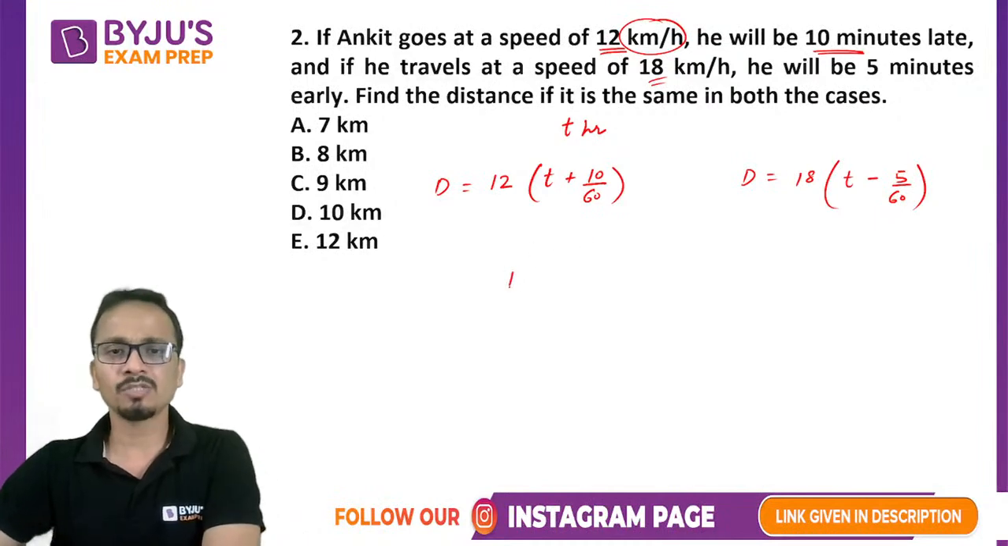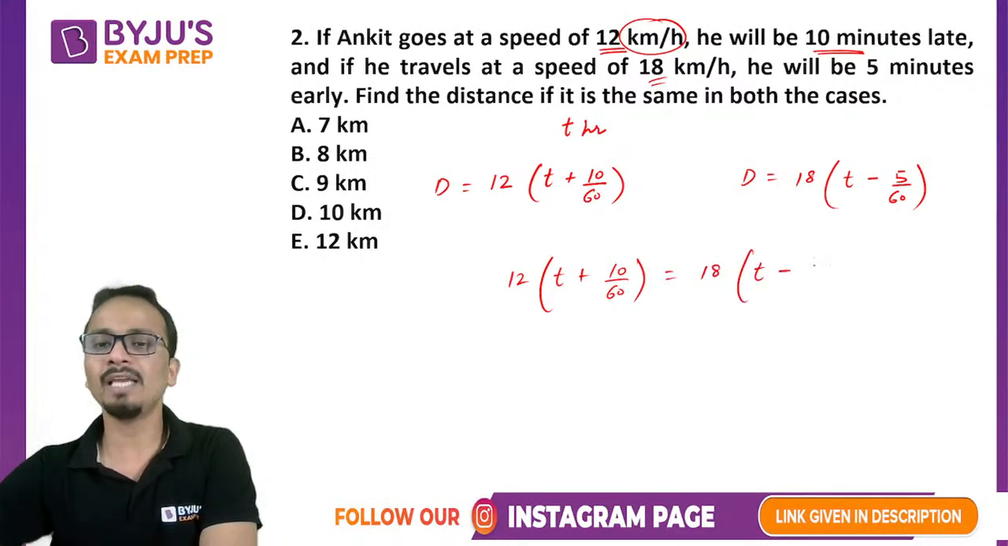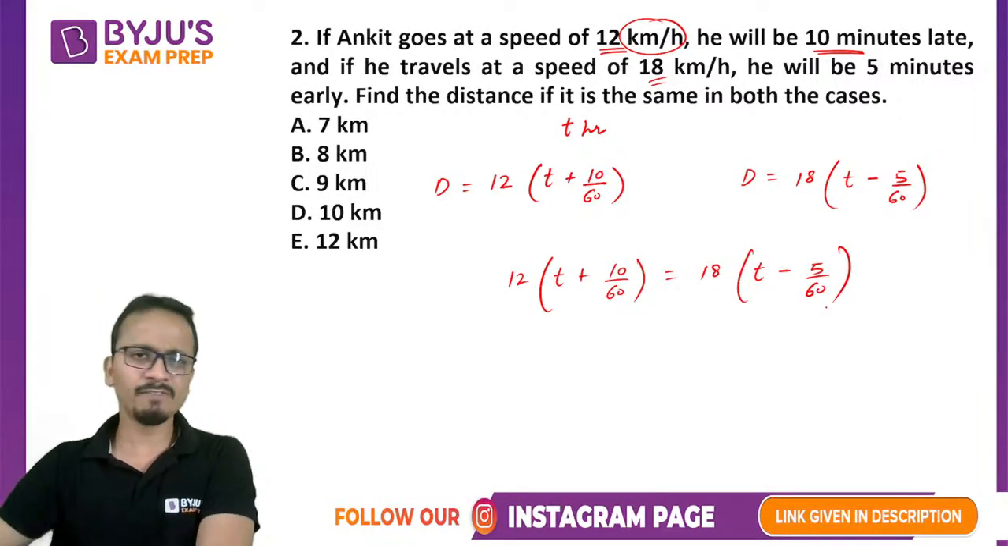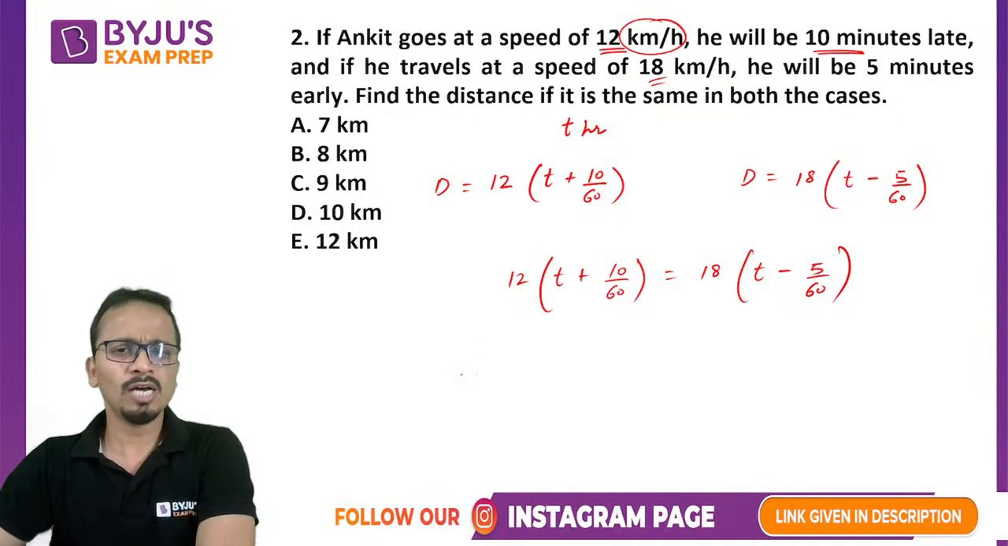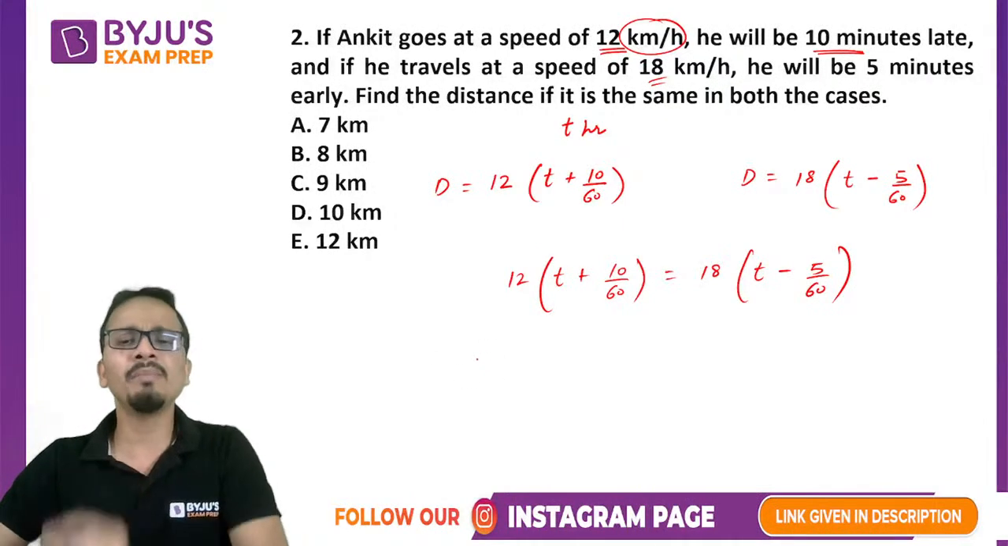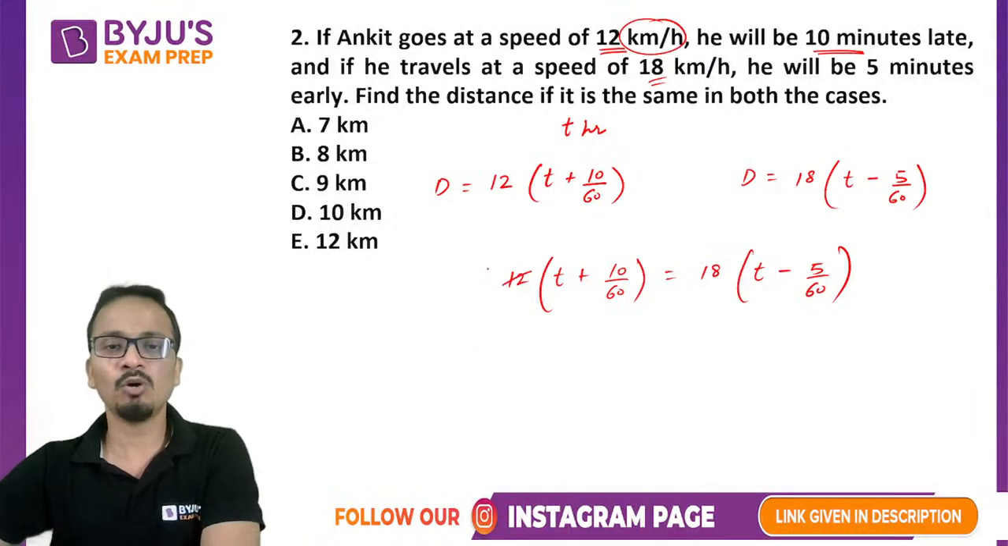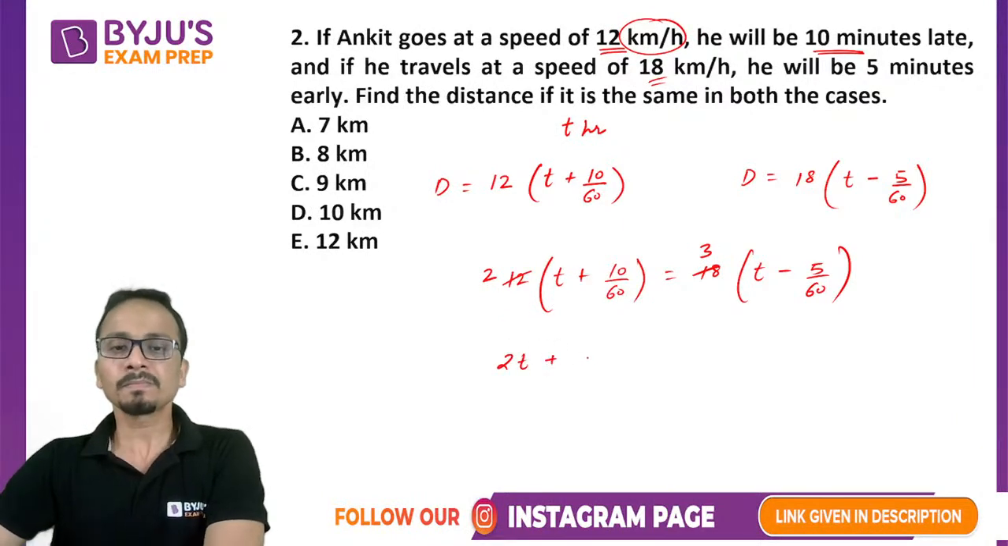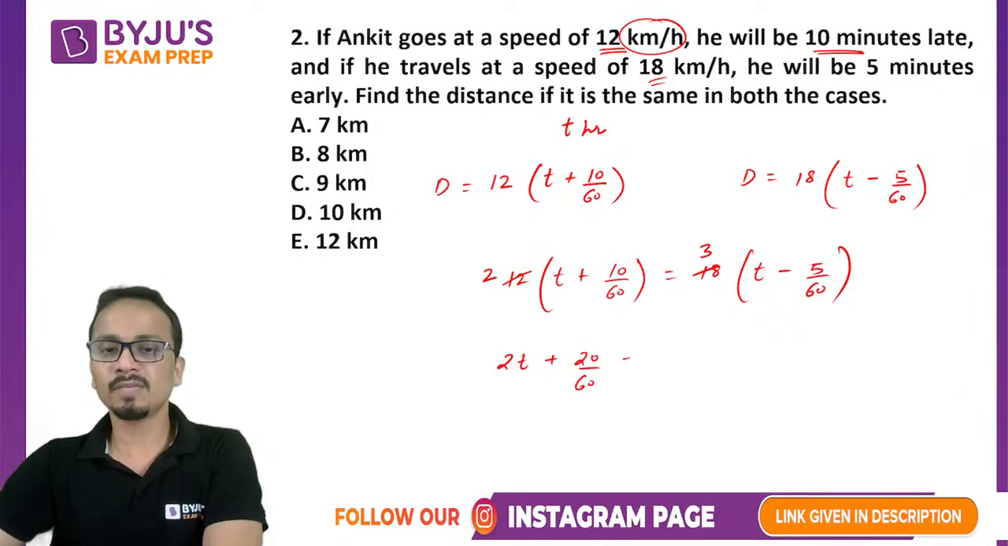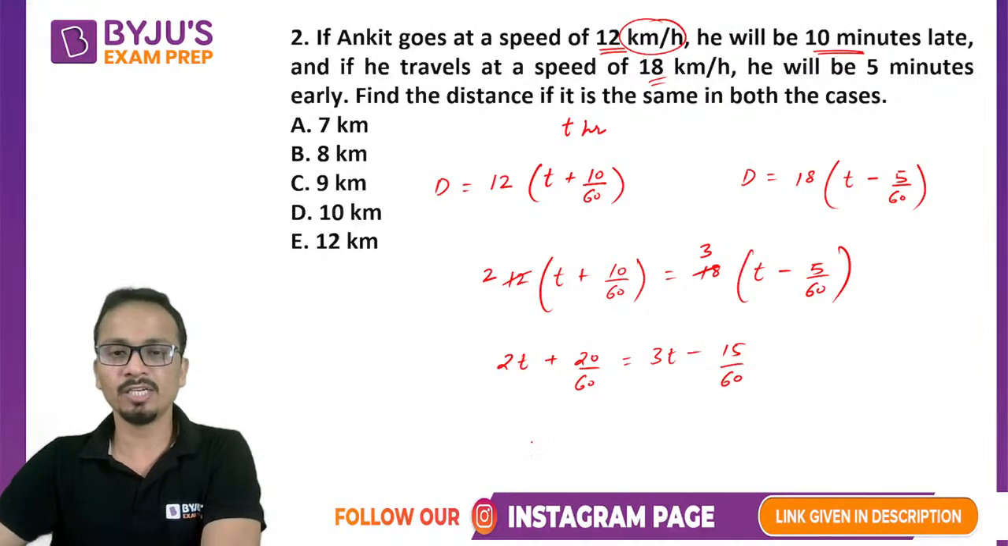I will equate them. So 12 times T plus 10 upon 60 is equal to 18 times T minus 5 upon 60. I'm writing each and everything. This is a little difficult topic, so I want to write each and everything so that all of you will be able to understand. Now I'll cancel out 12 and 18, so I cancelled 6. The equation will be 2T plus 20 upon 60 is equal to 3T minus 15 upon 60. So the value of T will be 35 upon 60.